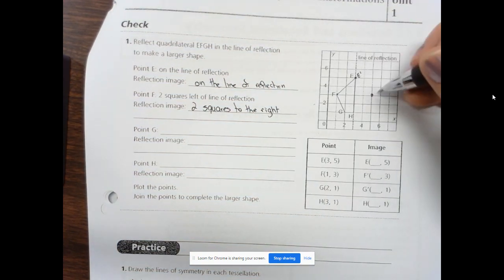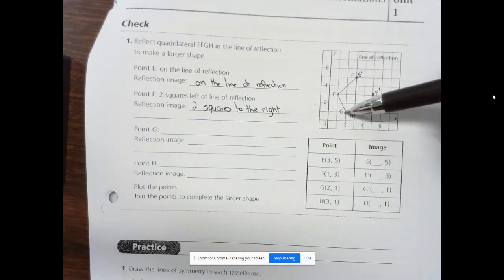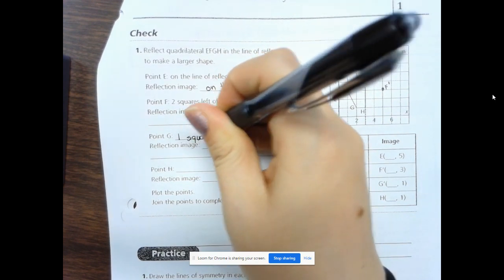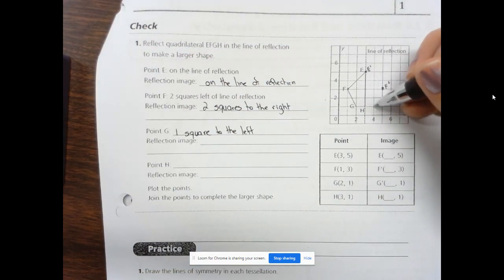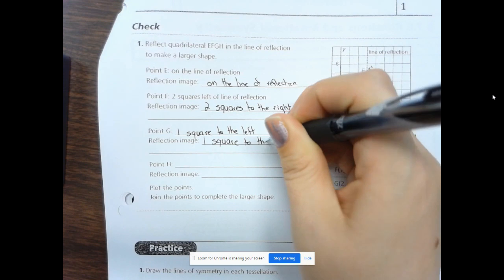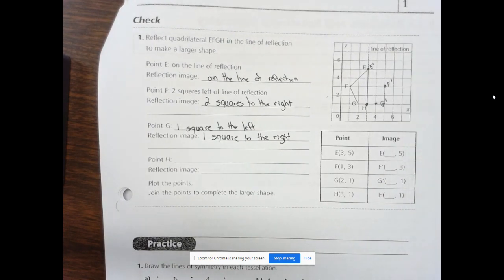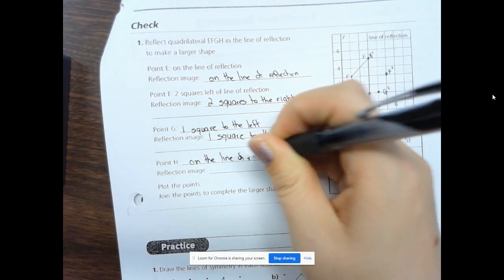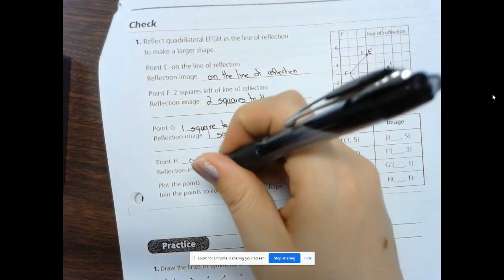Okay, and again, new image would have that little tick to show that it is a new image. Point G is 1 square to the left, so our reflection image would then have to be 1 square to the right. Point H would be right here, is once again on the line of reflection, so my reflection image of H1 should also be on the line of reflection.